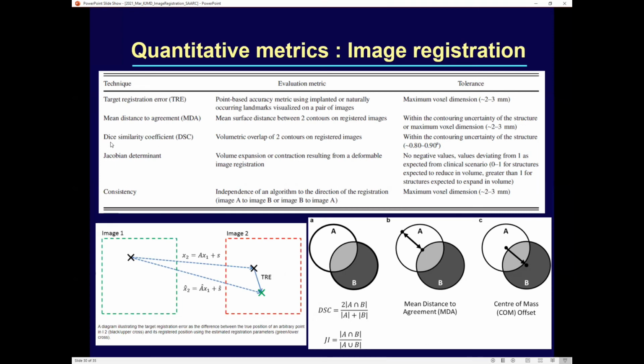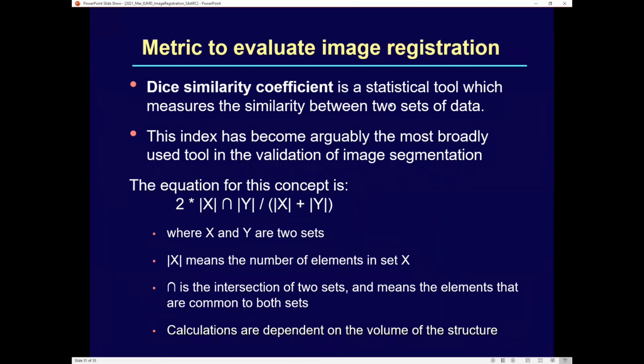The most common, popular one is the dice similarity coefficient. It gives the overlap of the two contours by finding the intersection of A and B divided by the absolute numbers of A plus B. And the coefficients of generally 0.8 to 0.9 are assumed to be a reasonably good registration. A little similar to DSC is the Jacobian determinant. Here the advantage is that you find the intersection by the union component of A and B. No negative values are there; the value is one as expected for a clinical scenario, greater than one for a structure expected to expand, and zero for a structure expected to decrease in volume. So the dice coefficient metric is a sophisticated tool which measures the similarity between these two data sets. The index has become arguably the most widely used tool in validation of image registration.